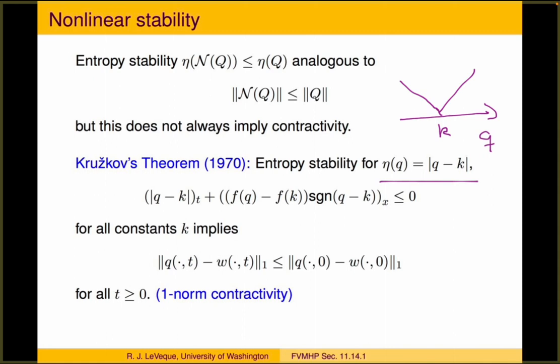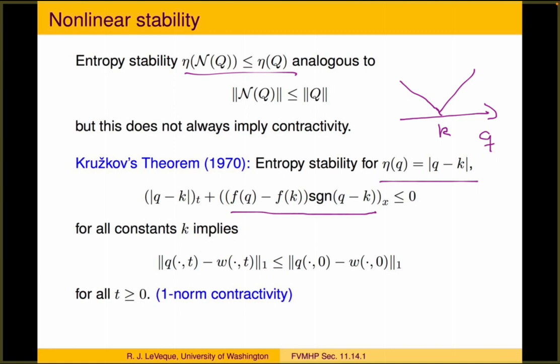But what he showed was that by looking at these sort of limiting cases of convex functions, where the second derivative was just a delta function at an arbitrary point k, if you had entropy stability in the form here for all of these entropies, then you could in fact show that you have entropy stability for any convex entropy. You could use these delta functions to sort of build up a more general convex function. And so the entropy flux for this particular entropy turns out to be this function here, f of q minus f of k times the sign of q minus k.